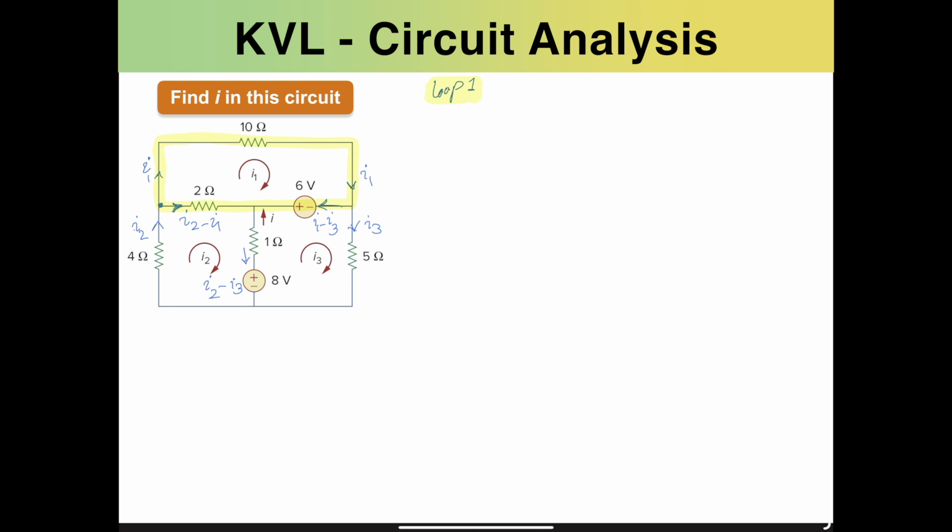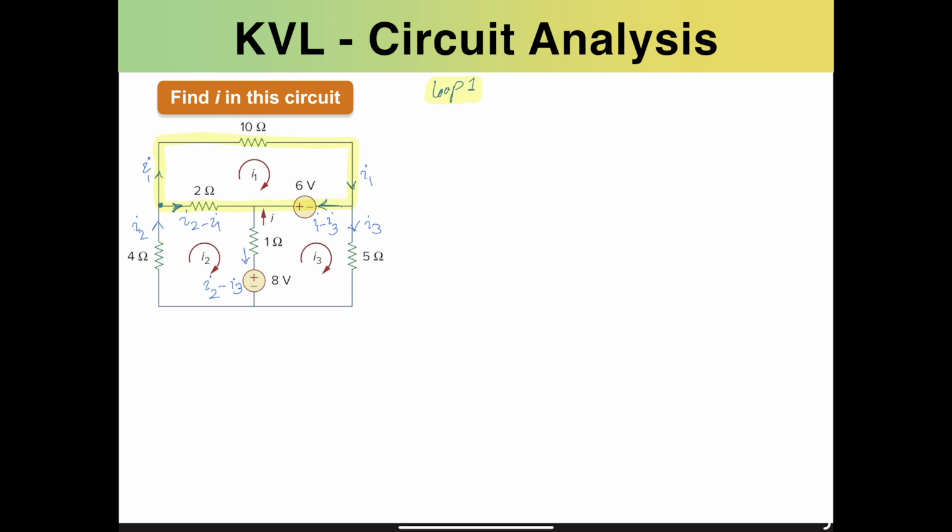For loop 1, what we can write is to start from a position. It can be an arbitrary position, but in our case, I would choose this one and try to flow clockwise such that it's according to the direction of the current as well. When we hit any resistor, there will be a voltage drop across that, and when we hit any voltage source, there will be a voltage increase or decrease with respect to that voltage source as well. We would start from this point, flowing clockwise with respect to I1.